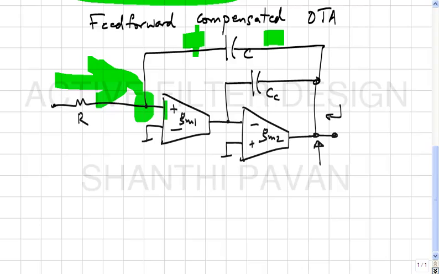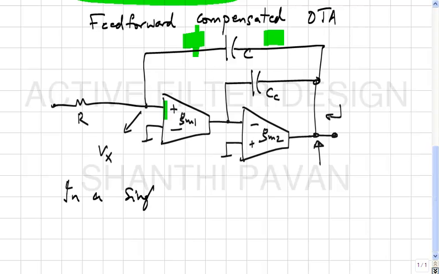Let me call that Vx. In a single stage OTA, Vx is what? It is 1 by 1 plus GMR times Vi, correct. Hopefully, we are doing better than that here, okay.